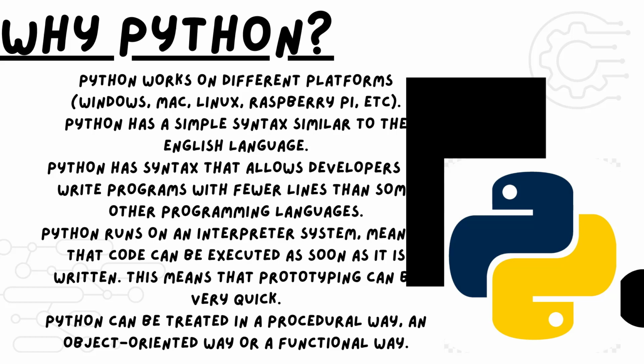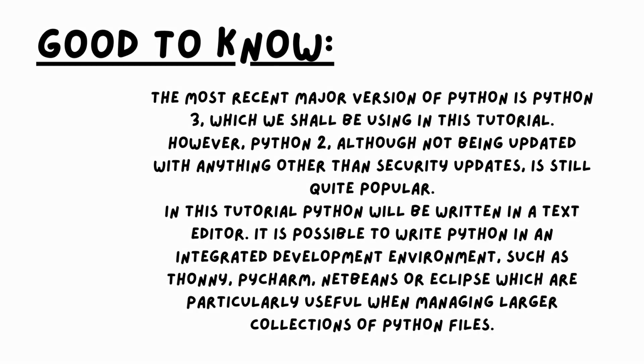Good to know. The most recent major version of Python is Python 3, which we shall be using in this tutorial. However, Python 2, although not being updated with anything other than security updates, is still quite popular. In this tutorial, Python will be written in a text editor. It is possible to write Python in an integrated development environment, such as Thonny, PyCharm, NetBeans or Eclipse, which are particularly useful when managing larger collections of Python files.